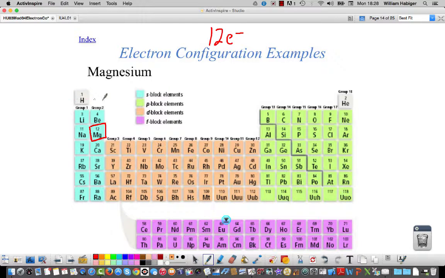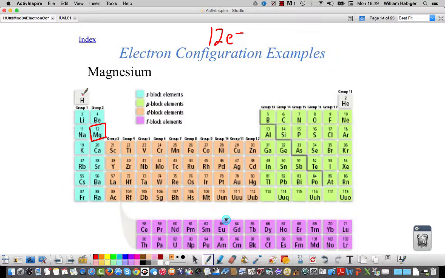I have to remember that groups 1 and 2 are your S block. Over here, this is your P block, and then you have your D block in the middle and your F block down here. So all we're going to do is count electrons and keep track of which subshell we're in. Each little block is going to be 1 electron.